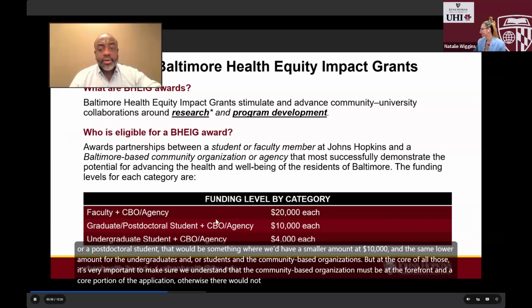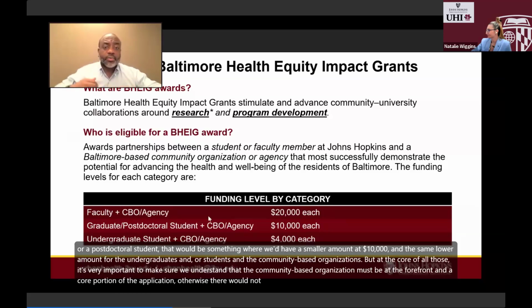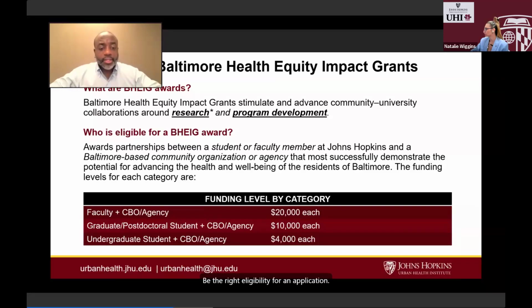But at the core of all those, it's very important to make sure we understand that the community-based organization must be at the forefront and a core portion of the application. Otherwise, there would not be the right eligibility for an application.